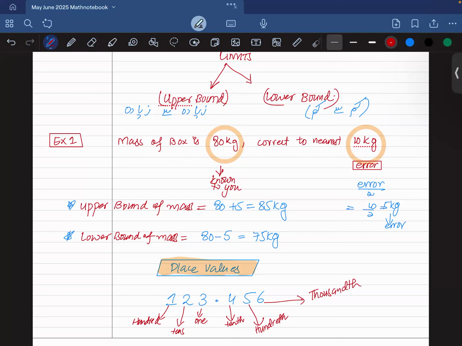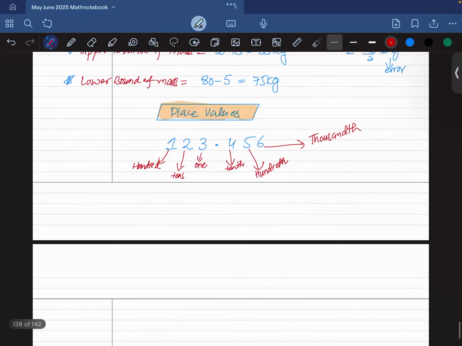So you have to understand these place values very well in order to round off the question up to a particular extent. Understood, everybody, or not? Yes, sir. All right, proceeding.